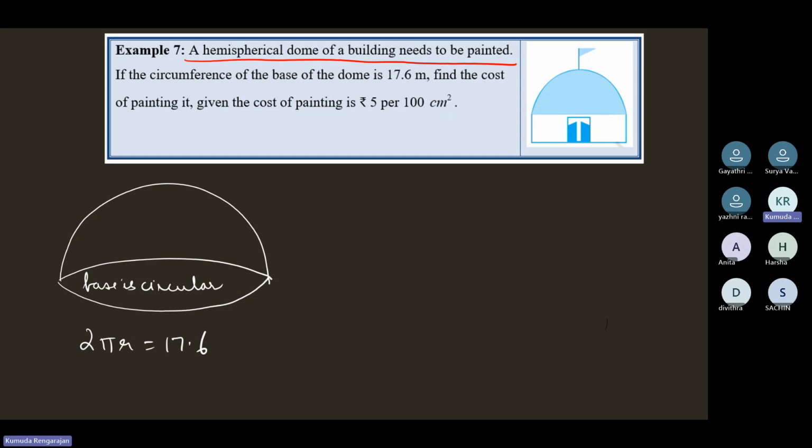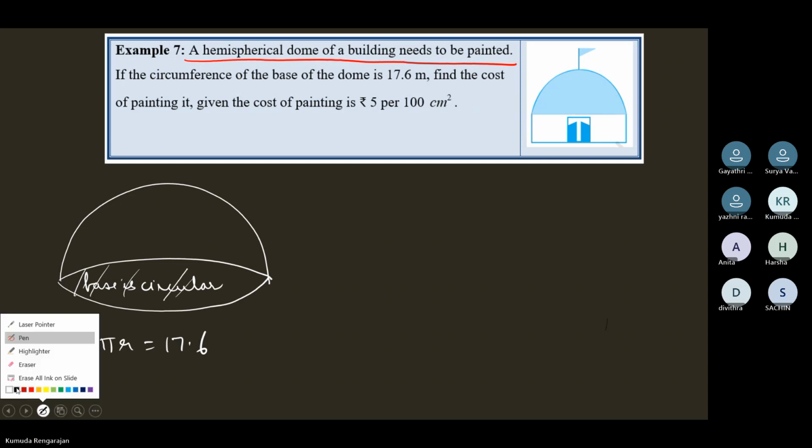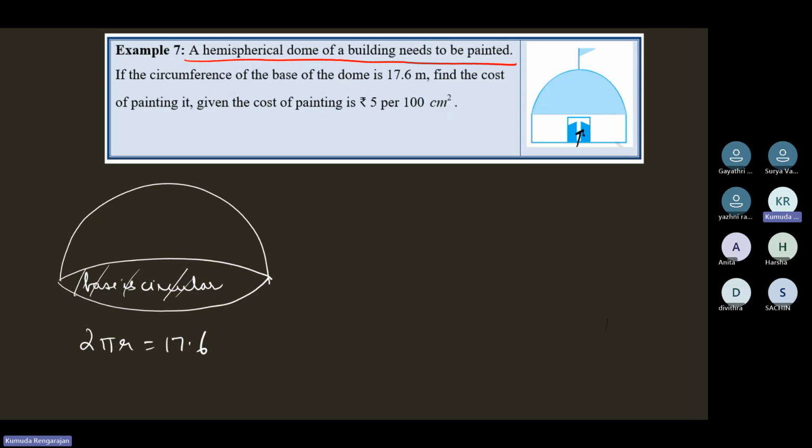So what is to be painted? You can see the dome. You can see that blue color on the top. So the curved surface area of the dome has to be painted. Because the bottom, this one will not be covered. When you get inside the building, supposing you go and see, the door is open. When you look at the ceiling, the circular portion will be open.